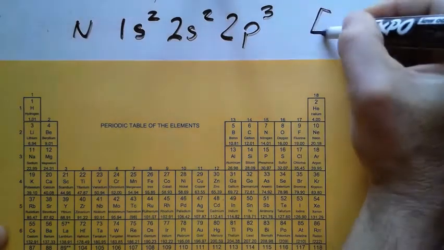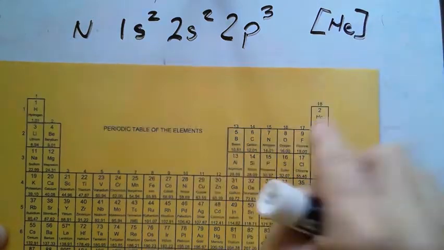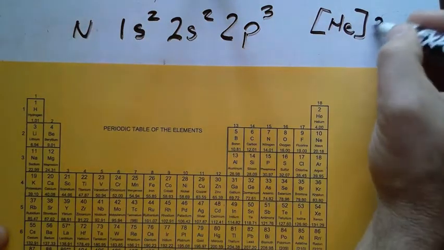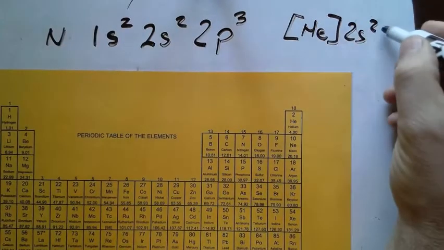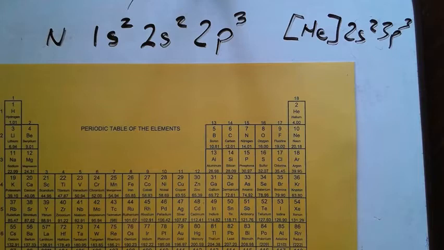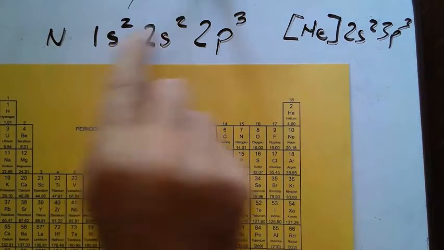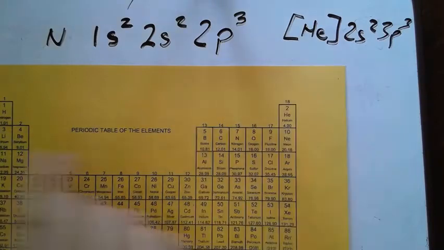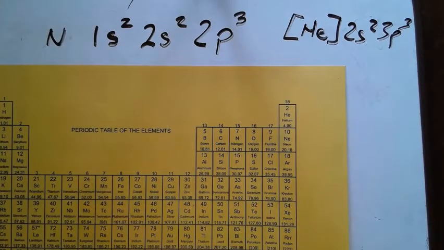So we could just put helium and then go from there with lithium all the way to nitrogen, 2s2 and then 2p3. But that doesn't save a whole lot of time. You're just replacing the 1s2 with that. So usually in the first couple of rows, you don't see that too often. All right, so that would be the electron configuration for nitrogen.